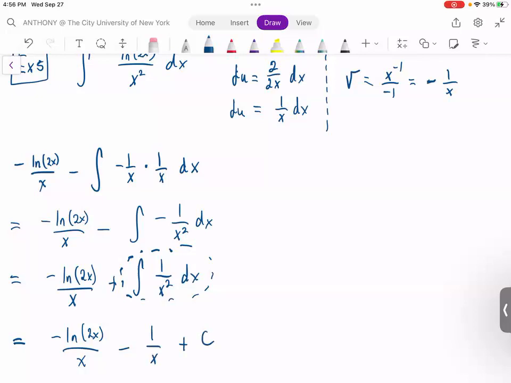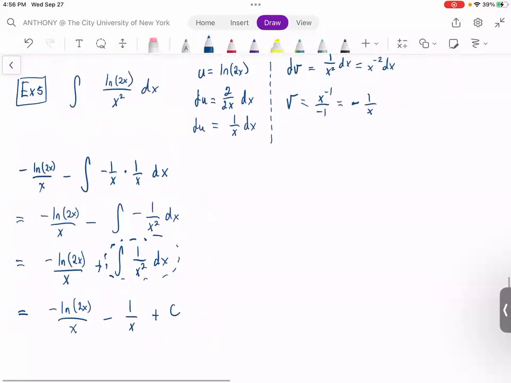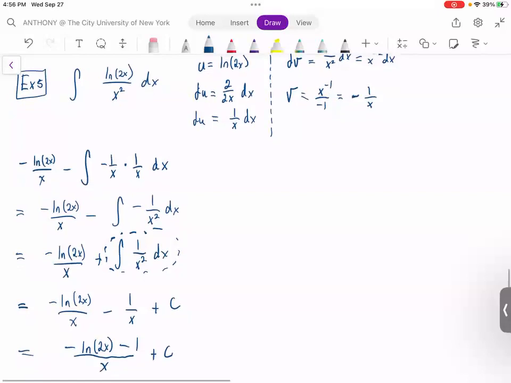You could have cleaned this up one additional line. I'm going to zoom out a little bit. You could have said this is negative ln of 2x minus 1 all divided by x, since x was the common denominator, plus c. And ta-da, done.